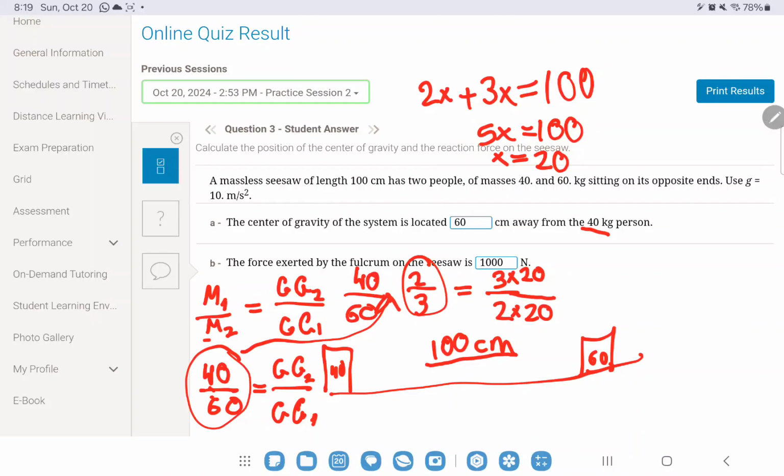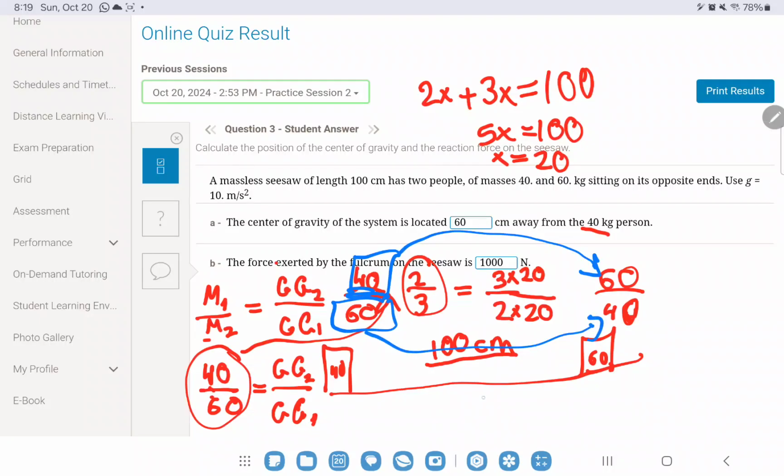So now let's see. 3 times 20 is 60, and this is 40. The 40 kilogram person has to sit 60 centimeters away, and the 60 kilogram person has to sit 40 centimeters away from the fulcrum. So when you put your fulcrum here, there has to be 60 here, and there has to be 40 centimeters here. That's how you calculate the first one.